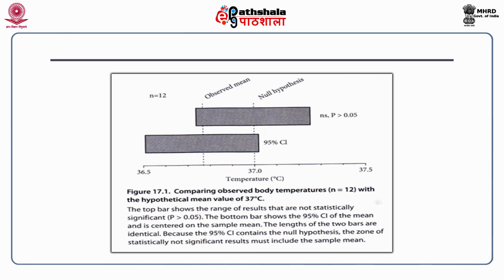Had it been 90%, then the p-value would have to be more than 0.1. If it had been a 99% CI, the p-value would have to be more than 0.01, right? So that is the connection between the p-value and the confidence interval.